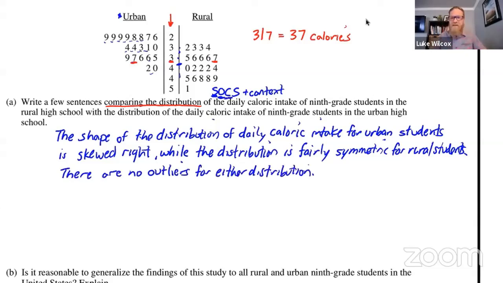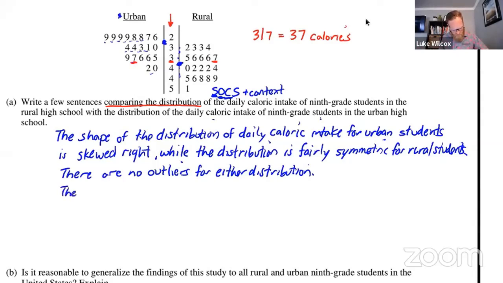Next up is to compare the centers. Now, we could use the mean or we could use the median to measure the centers, but the important thing here when you're comparing is that you don't actually have to do any calculations. You just have to make a comparative statement about the center of one distribution compared to the other. Now, for urban, the center is going to be, I don't know, maybe somewhere between 20 and 30. And for rural, it's somewhere between 30 and 40. Clearly, the center of the distribution for urban is less than the center of the distribution for rural.